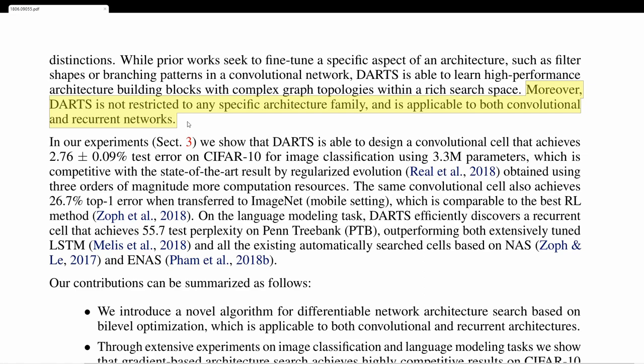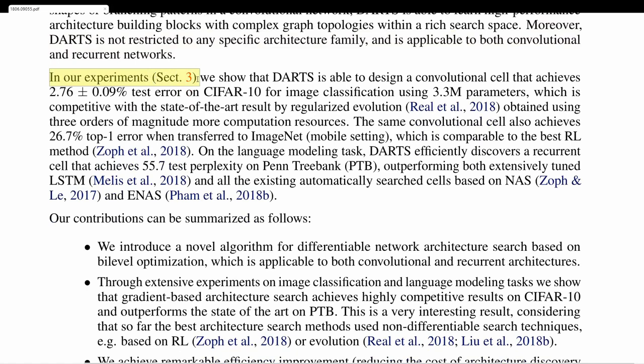In our experiments, in section 3, we show that DARTS is able to design a convolutional cell that achieves 2.76 ± 0.09% test error on CIFAR-10 for image classification using 3.3 million parameters, which is competitive with the state-of-the-art result by regularized evolution, obtained using three orders of magnitude more computational resources.